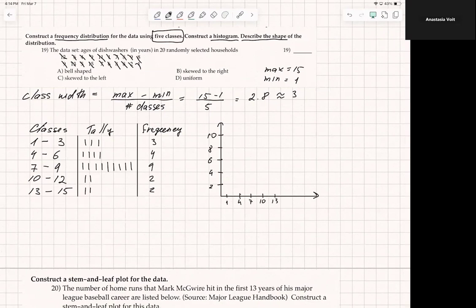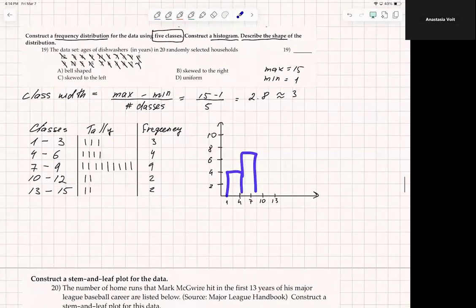Okay? And we just start graphing our bars, right? Remember, in a histogram, they all touch each other. So what we have here is the first class from 1 to 4. Essentially, we have the frequency of 3. So it's somewhere here, right? So that's going to be here. Second class is frequency 4. So that's going to be here.